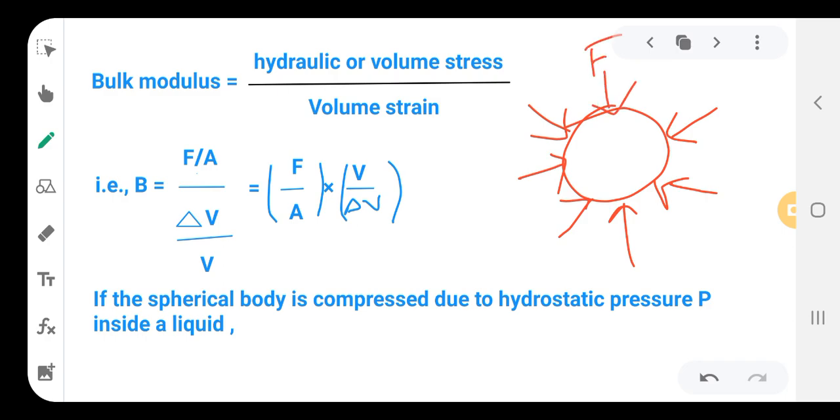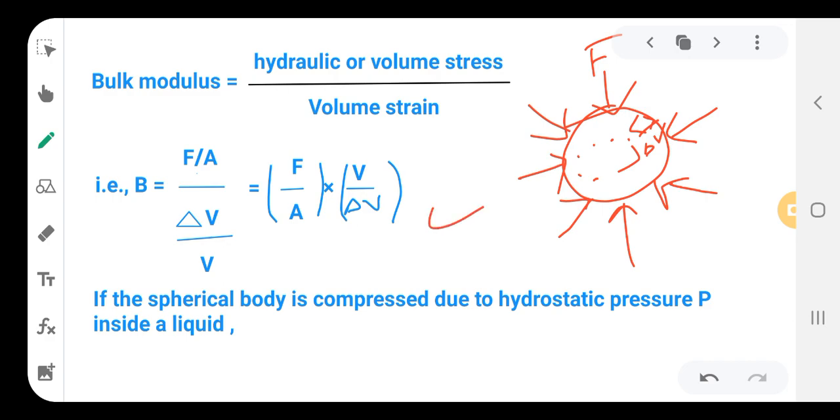Now the force gives the bulk stress, that is force upon area, and if the body is compressed, there is a change in the volume, delta V. This is known as the volume strain. So what is bulk modulus? It is hydraulic or volume stress divided by volume strain. So B is equal to F upon A divided by delta V by V, that is F by A into V by delta V. So this is the bulk modulus.